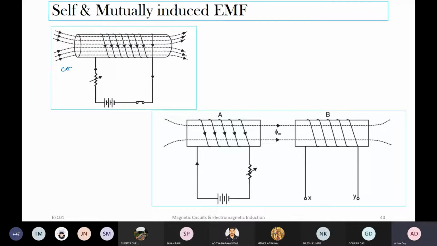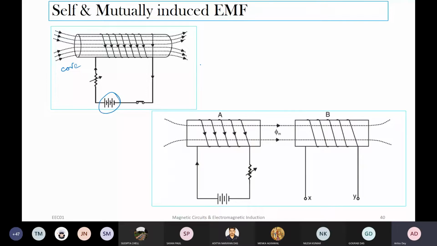It can be an air core if it is only air, and if there is a magnetic material, then the core is a magnetic material. That's all. And you have a battery, a switch, and a resistor through which you are changing the resistance of the coil of this circuit. And this is how a d phi dt will be developed.